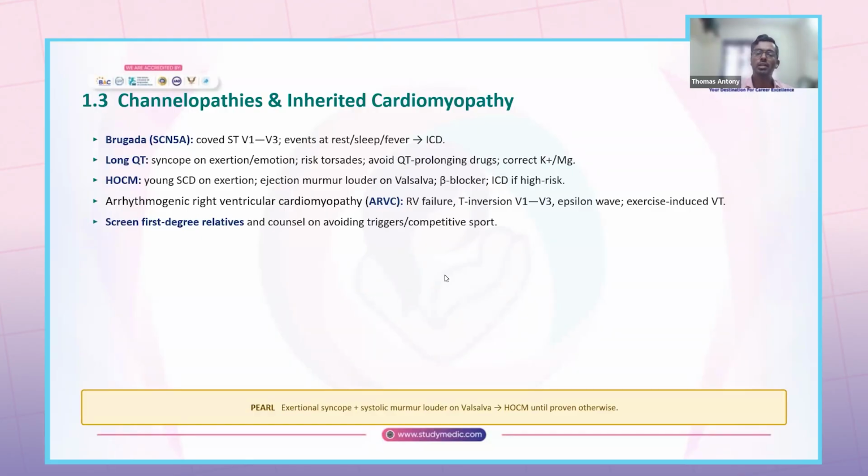What is happening here in the ECG? You have a coved ST elevation in V1 to V3. Unlike other inherited arrhythmias, these events can occur even at rest, during sleep, or during fever. In fact, fever can unmask or worsen the ECG pattern. So what do you do? You have to put in an ICD.